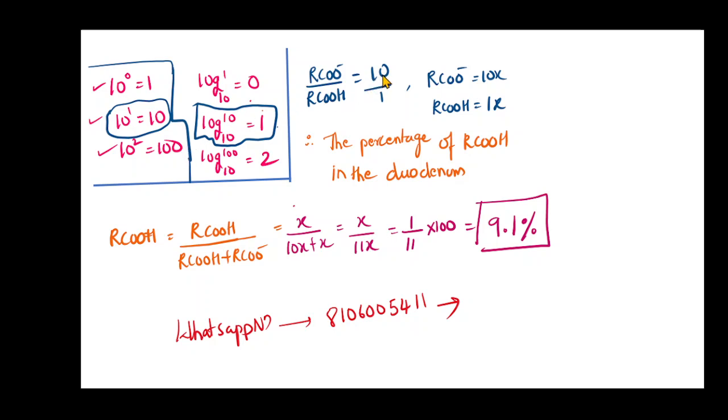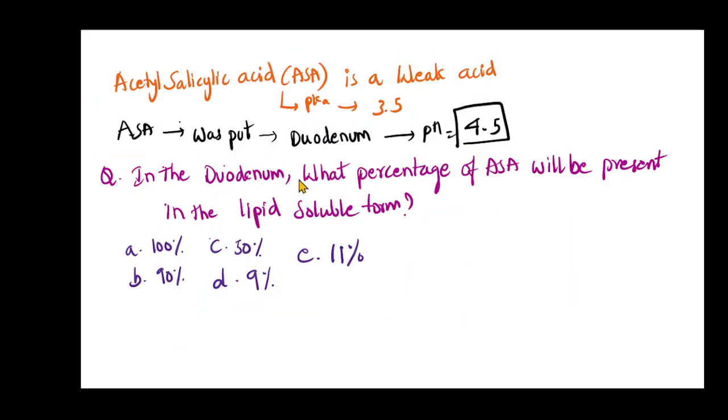So, 10x by 1x. We can calculate x by 10x plus x. RCOOH, how much value? 1. 10x plus x is 11x. The x will cancel, 1 by 11 into 100, how much? 9.1. This is the answer to this question: in the duodenum, what percent of aspirin will be present in lipid soluble form?